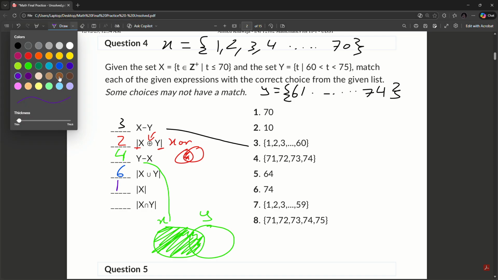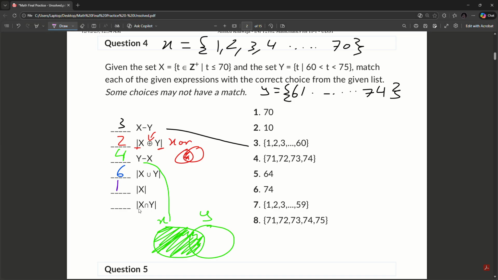And now for the last part, the total number of items which is common between x and y. It just wants the total amount, how many items there are in here. If we go back to here, which is a total, which should be 74 as well. Oh, sorry, no, not 74.